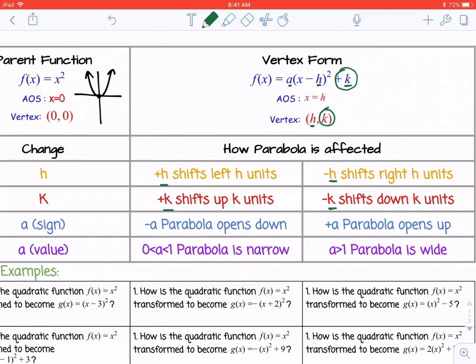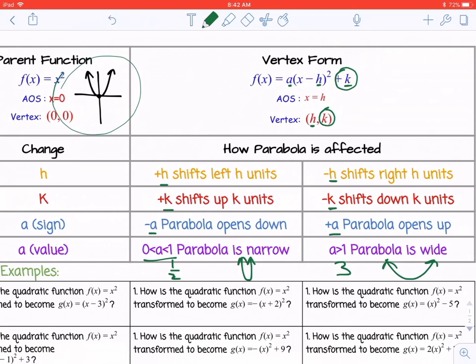Then A actually does two different things. If A is negative, it makes our parabola open down. If it's positive, it makes it open up. If A is between 0 and 1, a good example would be 1/2, our parabola is wider than the parent function. If our parabola has an A value that's greater than 1, like 3, our parabola would be narrow, and the narrow, of course, looks really skinny.